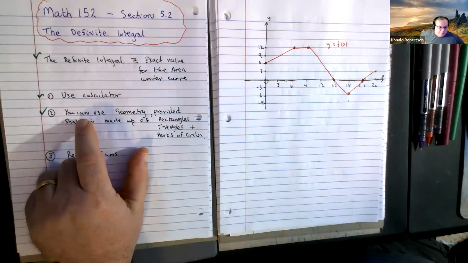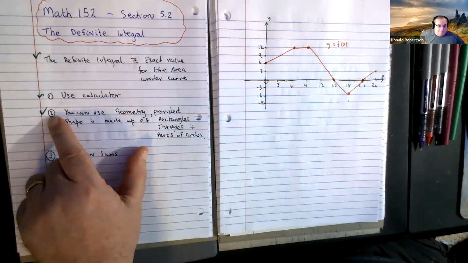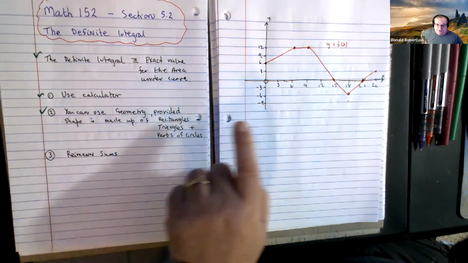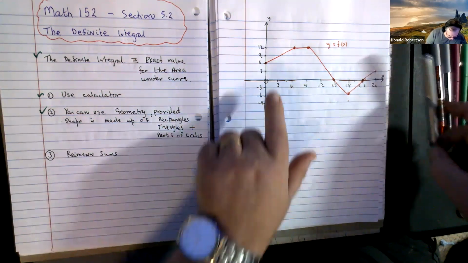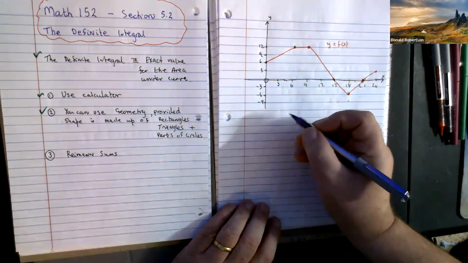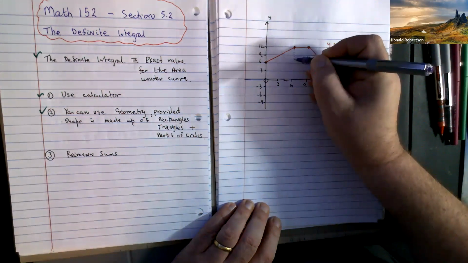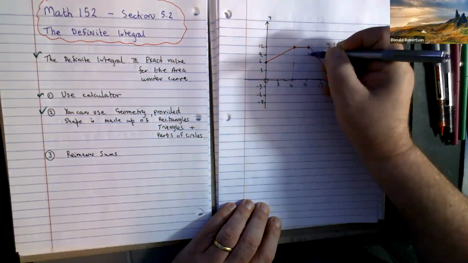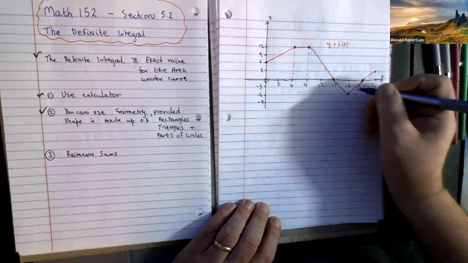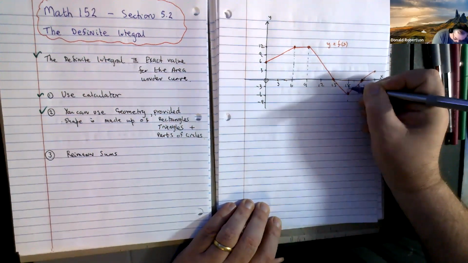So let's go on to what 5.2 deals with. The first half of the questions are all about using geometry to find the exact area under a curve. So let's take this one here. These lines I'm putting in here are not actually on the diagram, but they're helpful little guidelines essentially.